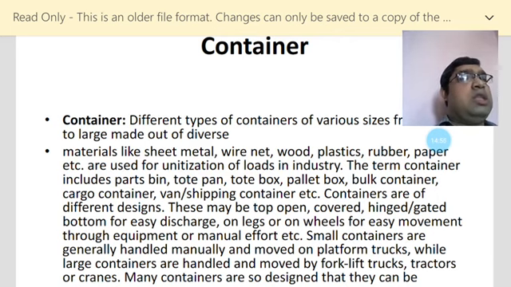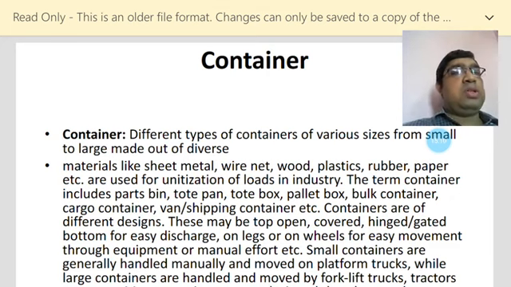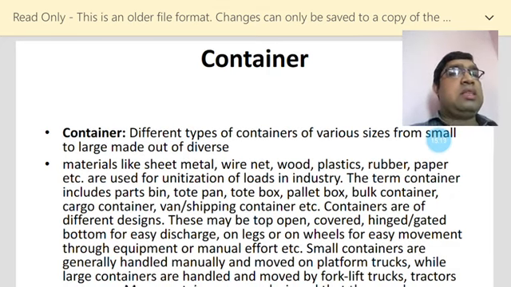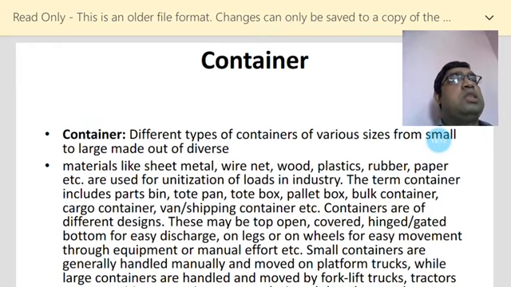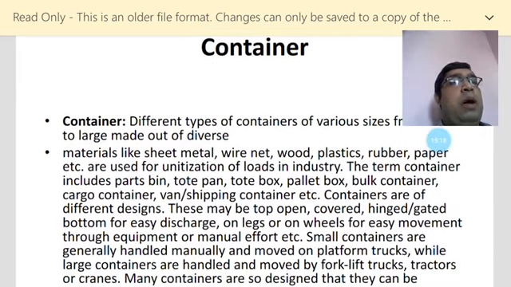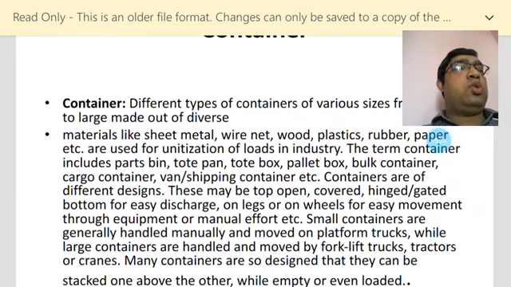and also there are no difficulties, and no tension about whether the materials will be transferred safely or not. The container will easily transfer these materials from one place to another place. The different types of containers of various sizes for small scale industry are also made for materials like sheet metals. The sheet metals will be transferred through the container.